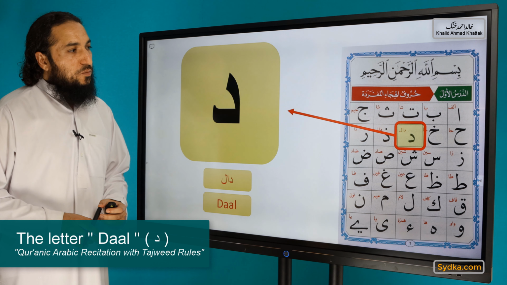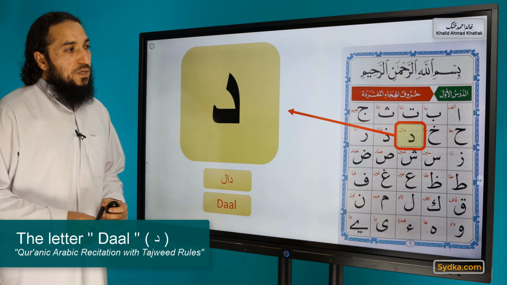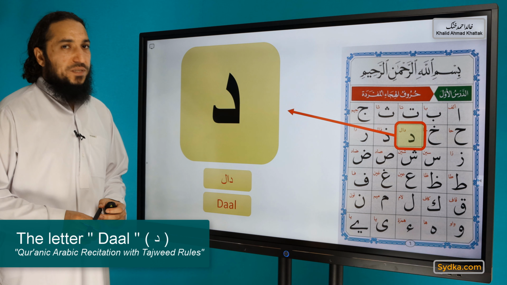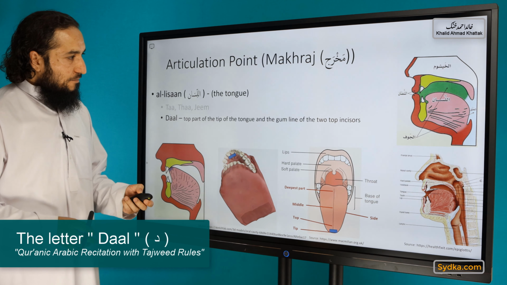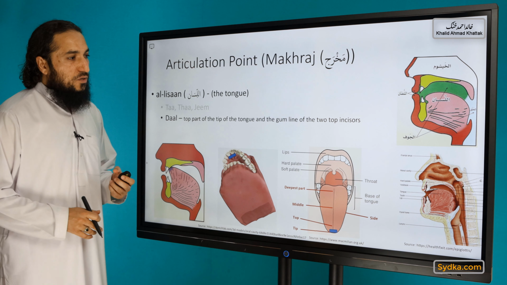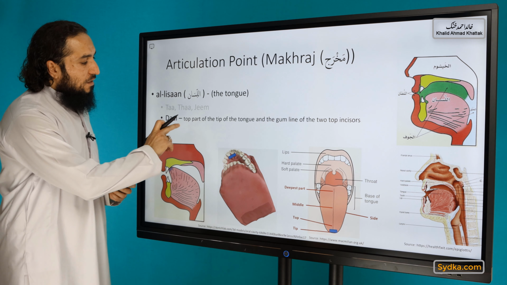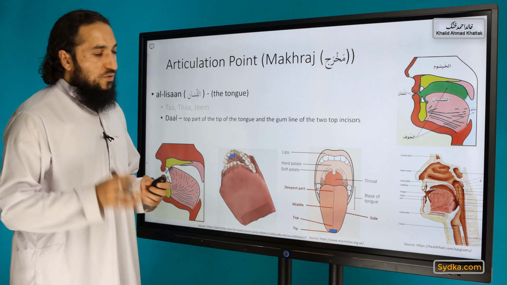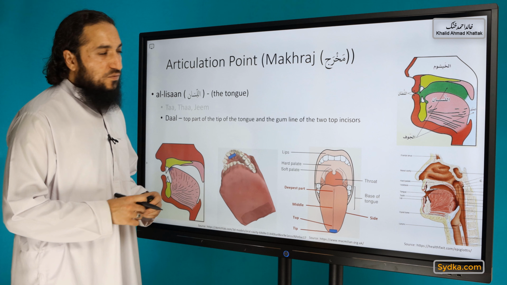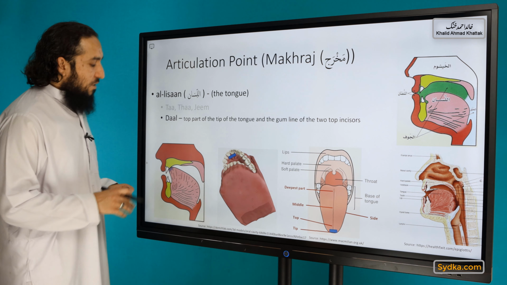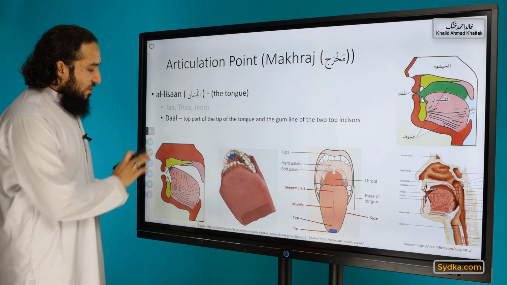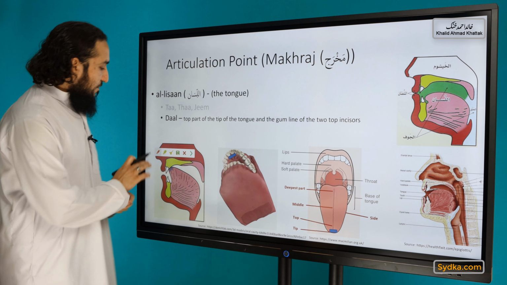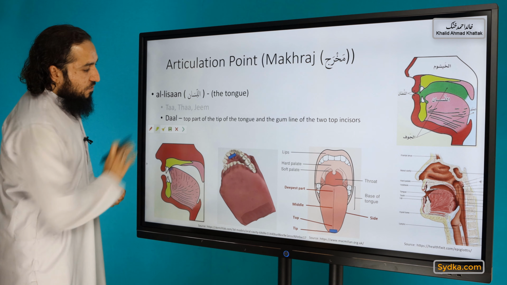So in this session we will be studying the 8th letter of the Arabic alphabet, that is called Daal. The sound is D. And what is the articulation point? It says the top part of the tip of the tongue and the gum line of the two top incisors. If you see, that is quite similar to the one we have studied before, but the difference would be the sifat that causes a difference in the two different letters. Let me explain that to you.